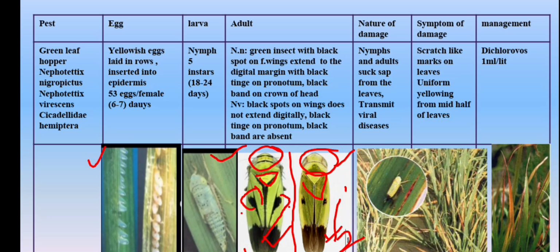So how will the symptoms look? Symptoms: yellowing of the leaf and scratch-like marks on the leaf, because those feeding sites develop scratch-like marks. And what is the management? Spraying of dichlorvos 1 ml per liter.